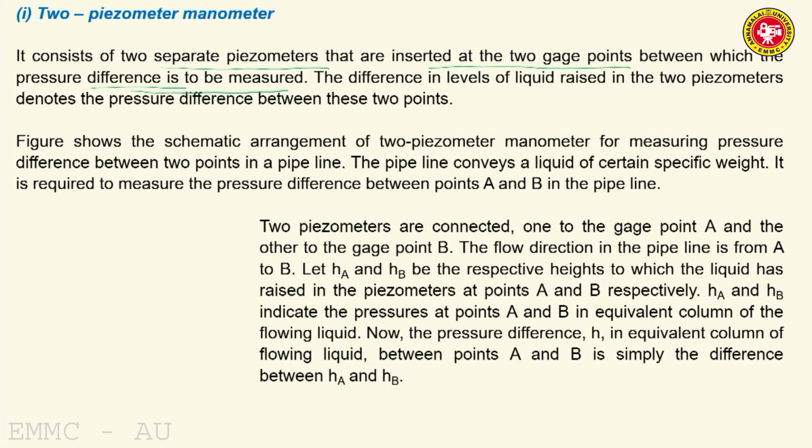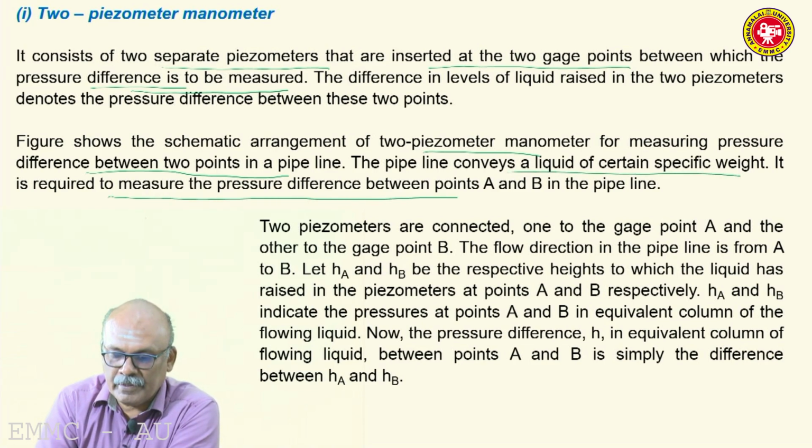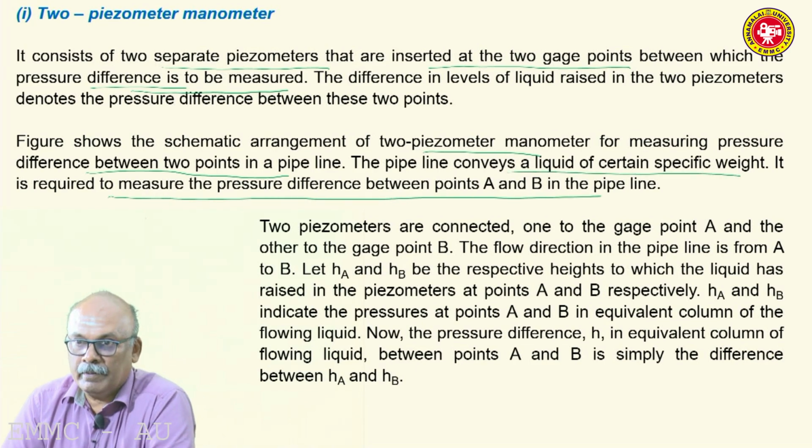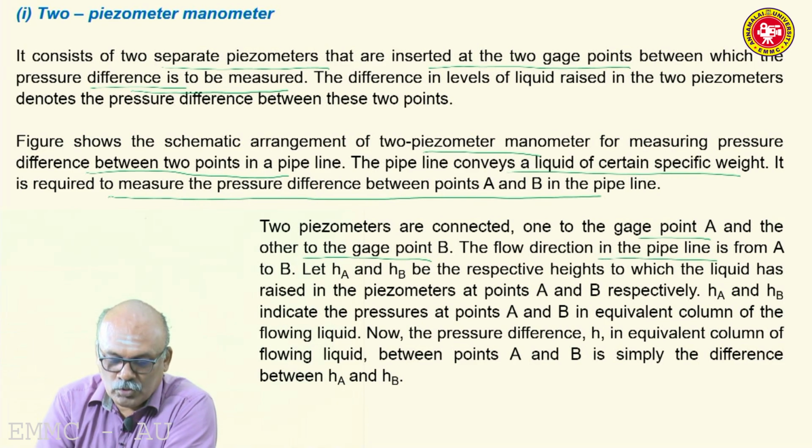The figure shows the schematic arrangement of a two piezometer manometer for measuring the pressure difference between two points in a pipeline. The pipeline conveys a liquid of certain specific weight. It is required to measure the pressure difference between the points A and B in the pipeline. So two piezometers are connected, one to the gauge point A and the other to the gauge point B. The flow direction in the pipeline is from A to B.